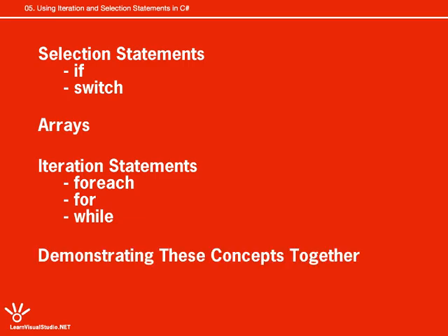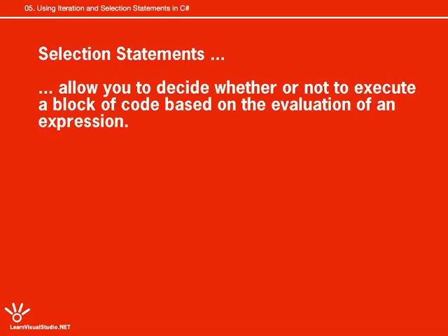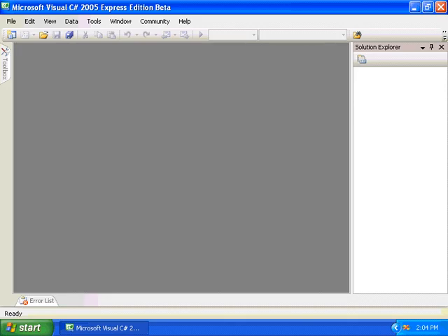And then finally, we're going to tie all three of these concepts together, iteration statements, selection statements, and arrays, with a real-life scenario that'll give you some context for why this stuff is so important. Now, as I said in the introduction, selection statements allow you to decide whether or not to execute a block of code based on the evaluation of an expression. So let's dive right into the code to see what I mean by that statement.